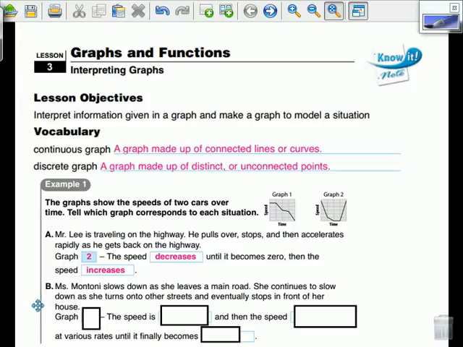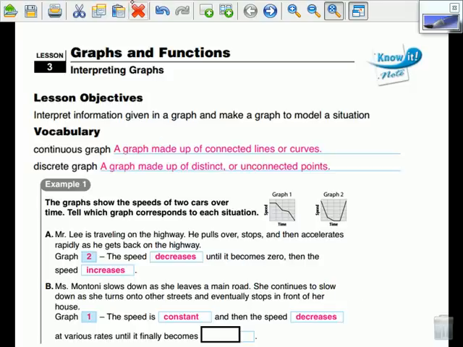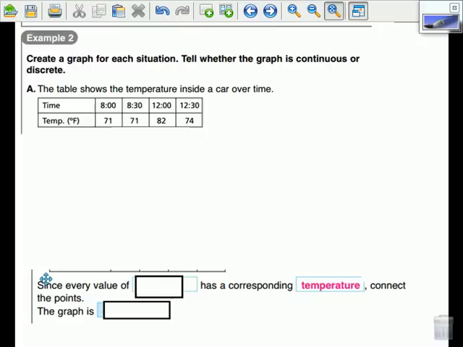So the next one obviously has to be graph 1, but let's look at it. Ms. Montoni slows down as she leaves the main road. So here she is, she's leaving the main road, she's slowing down. She continues to slow down as she turns onto other streets and then eventually stops in front of her house. So this is graph number 1. The speed is constant, so it stays the same, and then the speed decreases at various rates until it finally becomes 0. All right, let's look at the next slide.